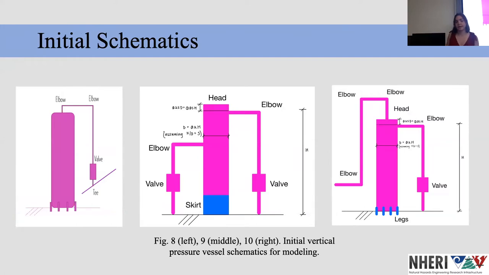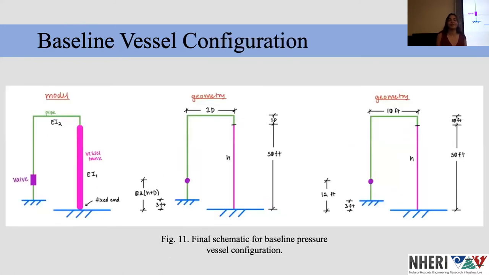So initially we started out with some more complex schematics and complex geometries. And it's important to note that these pressure vessels and their piping configurations vary drastically. There isn't one set geometry or configuration. And so we decided to go with a more simple model, a simple geometry.